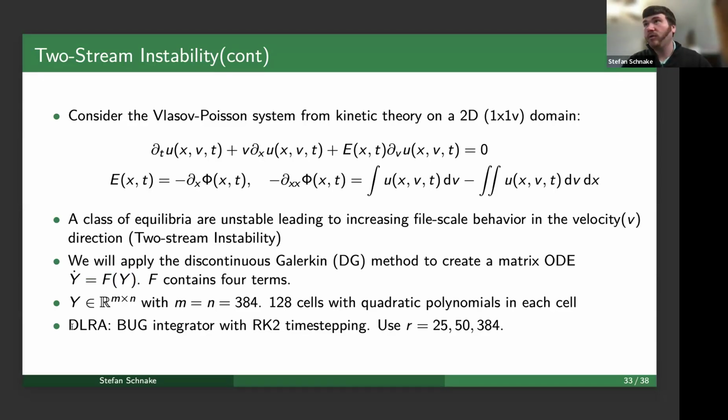And I'm going to use dynamical low rank approximation with the basis update and Galerkin method, with Runge-Kutta 2 time stepping in each substep. This is just to maintain the stability of the DG method. And we'll use 3 ranks here: a rank of 25, so pretty small, a rank of 50, and then a rank of 384, which is full rank in this case. So this would be just doing the full problem. Okay.